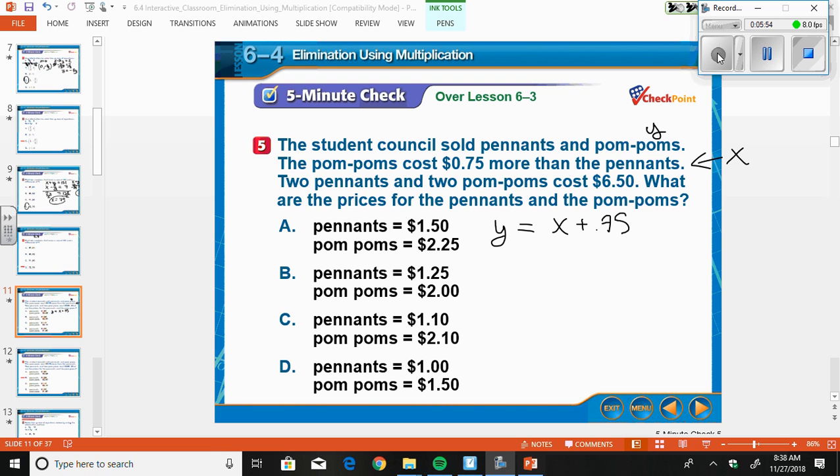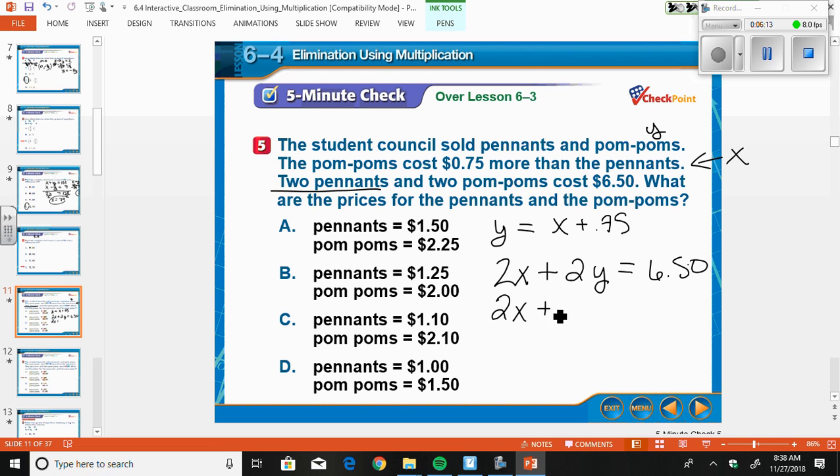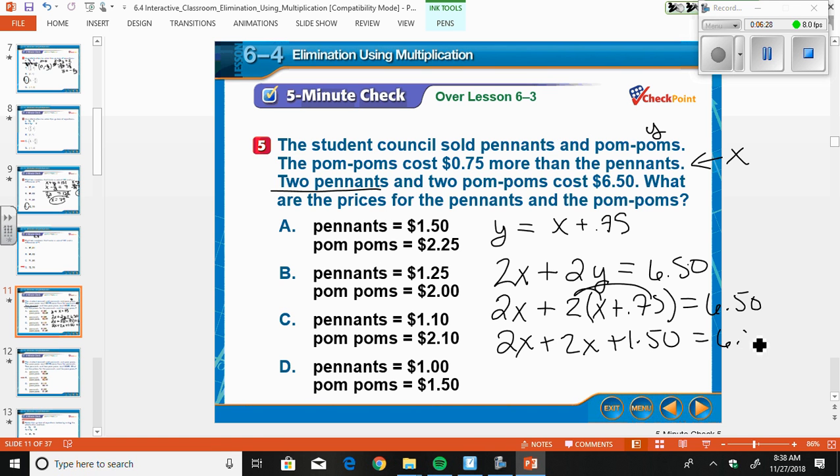Okay. Since a pennant is X, so that's 2 pennants plus 2 pom-poms equals $6.50. I'm actually going to go back to substitution on this one. So we have 2x plus 2 times what we know the pom-poms are equals 650. Or take that 2 through. So we get 2x plus $1.50 equals 650. I'm going to subtract $1.50 from both sides. And I'm going to get these two x's together.